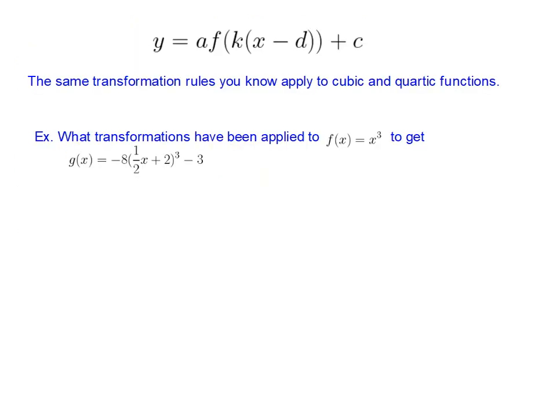The good thing here is that all the things that applied to all of the other functions we've looked at apply here as well. So just a reminder that the a value was a vertical stretch or compression. It also was responsible for a reflection in the x-axis. The k value does the horizontal stretches and compressions. It's also responsible for the reflections in the y-axis.